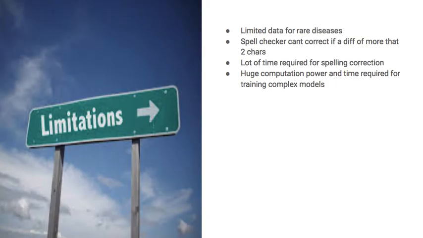This slide talks about the limitations that we faced in our project. It takes huge computation power and time for training these complex models, and with limited data, it's very difficult to get good accuracy. And the spelling correction task also takes a lot of time, and as of now the spelling correction that we implemented can correct spelling up to 2 characters only.